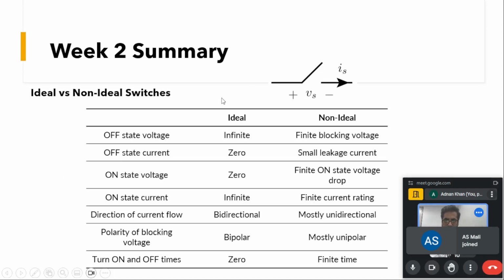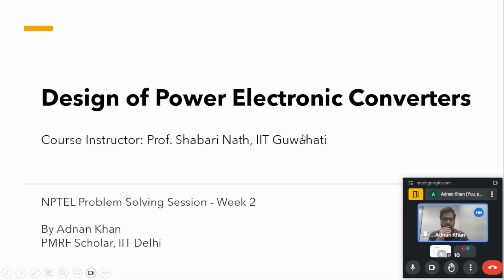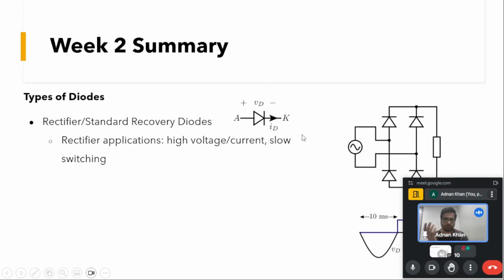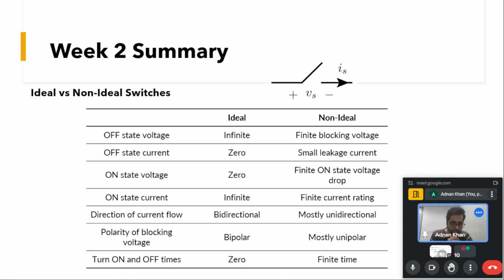So coming to the first thing that had been discussed: the difference between ideal and non-ideal switches. In the previous week, we did all the calculations and analysis based on ideal switches, and if you have had elementary courses on power electronics, there we cover what an ideal switch is.